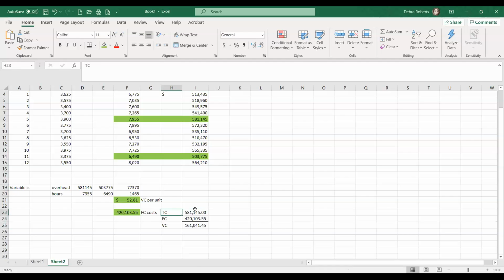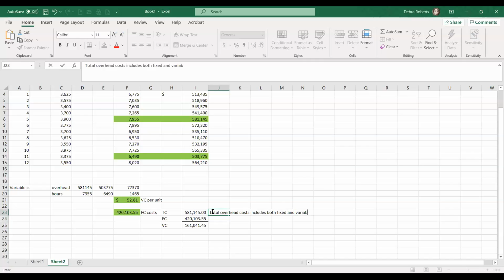All right. So our total cost, or in this case, our total overhead cost, includes both fixed and variable. We are going to subtract our fixed costs, and what's left is our variable cost in dollars.